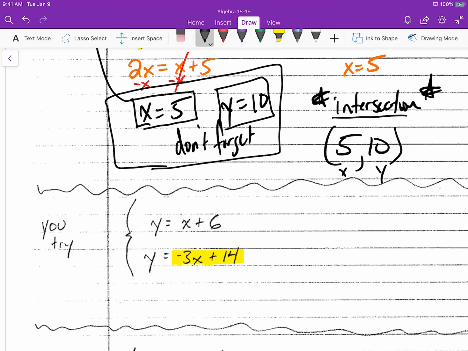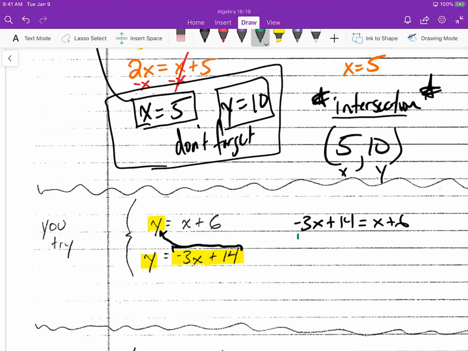Just for the sake of showing that they're both equal to 1y, technically this one is equal to a y, and so it's also equal to that y in this problem. So I'm going to take it and go upwards. I can swap it for that y. It actually doesn't matter which one I do. So that would leave me with negative 3x plus 14 equals x plus 6.